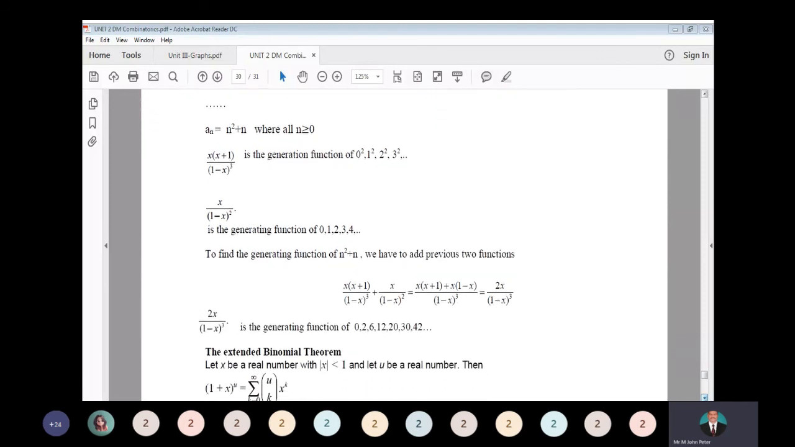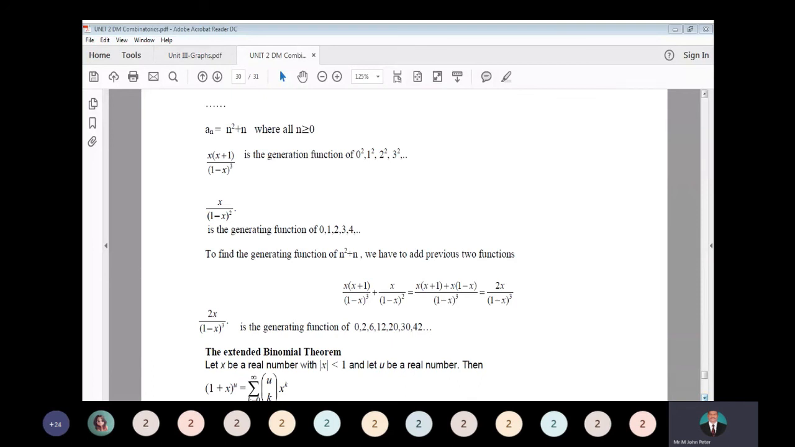That is x(x + 1) divided by (1 minus x)^3 plus x divided by (1 minus x)^2. Taking the LCM, the second term's denominator is (1 minus x)^2, so for that term the numerator is multiplied by (1 minus x). So you will get x(x + 1) + x(1 minus x) divided by (1 minus x)^3. Multiply and simplify, we get 2x by (1 minus x)^3.